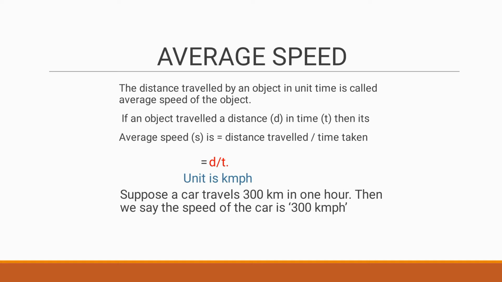Here is an example. The car travels 300 km in 1 hour. So we can say the speed of car is 300 km per hour.